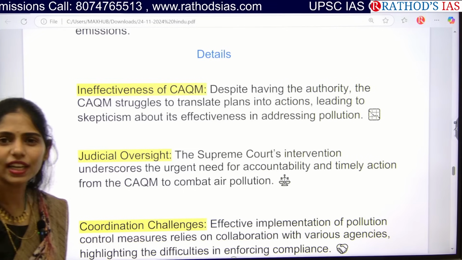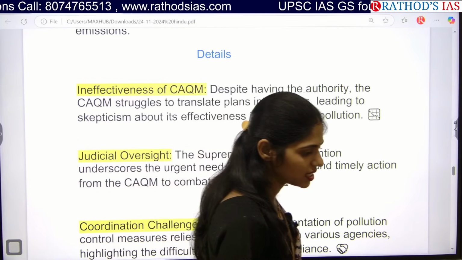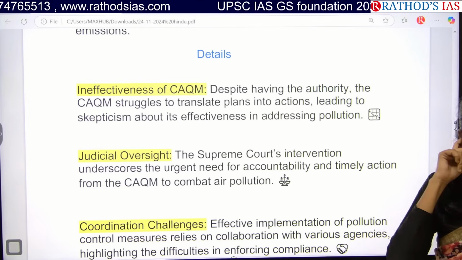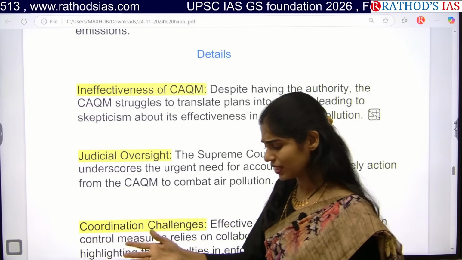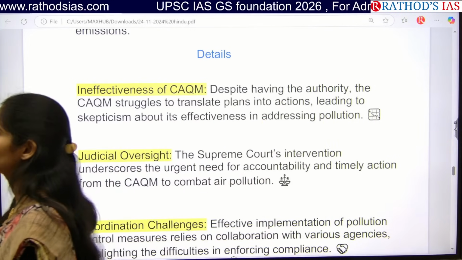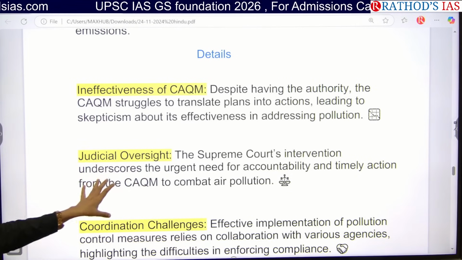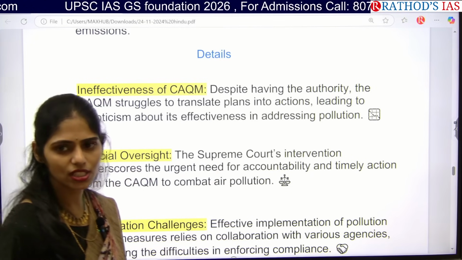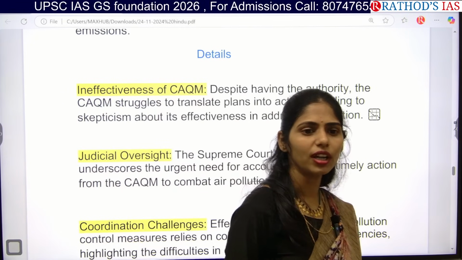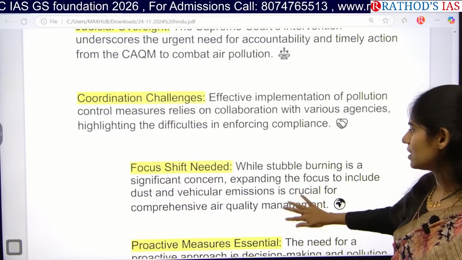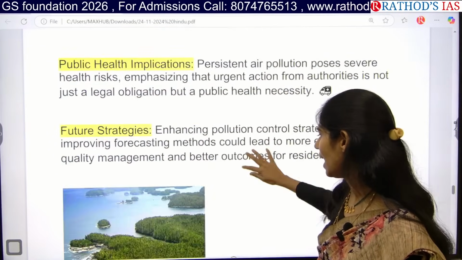So I already gave you a question regarding what is the responsibility of the Supreme Court or judiciary in making the legislature and executive effective. So in that way, you can add about this role of the Supreme Court and how it is questioning CAQM regarding not implementing proper steps. The same thing. Okay, there is nothing new that we have to discuss now.